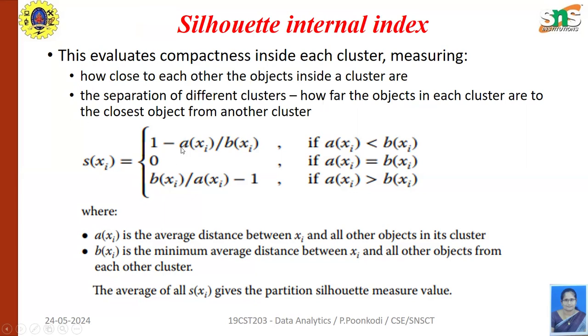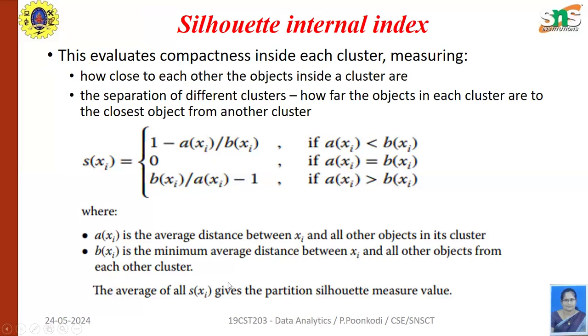It is done by using the equation: Silhouette of object x_i equals 1, 0, or minus 1. If a(x) is less than b(x), it is considered a positive occurrence, equal to 1. Equal to 0 is neutral. If a(x) is greater than b(x), it is represented as minus 1.